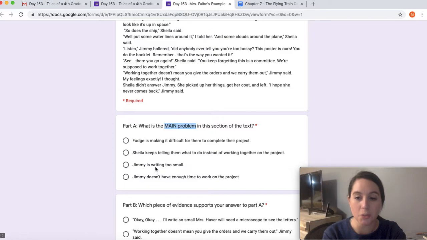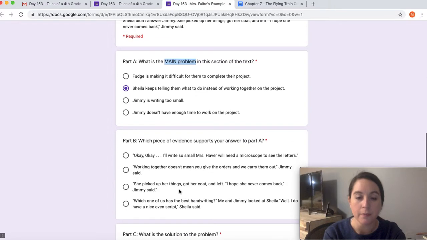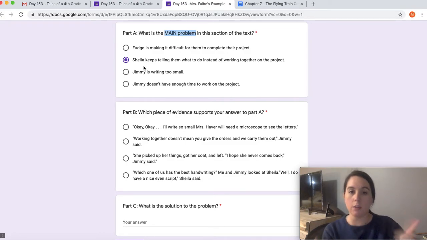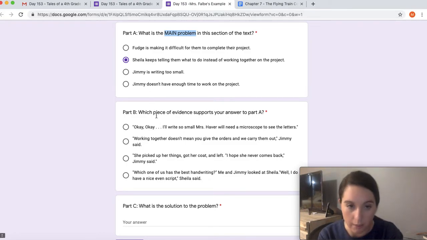Jimmy's writing is too small. So they do talk about his handwriting, but that's not actually the problem. He's just kind of making a joke when he's arguing with Sheila. And Jimmy doesn't have enough time to work on the project. They don't talk about time being an issue. So I know our answer is Sheila keeps telling them what to do. Now, which evidence proves that she's telling them what to do? So I want to find evidence that shows Sheila telling them what to do and that they're not working. So, okay, I'll write so small that Miss Haver will need a microscope to see the letters.